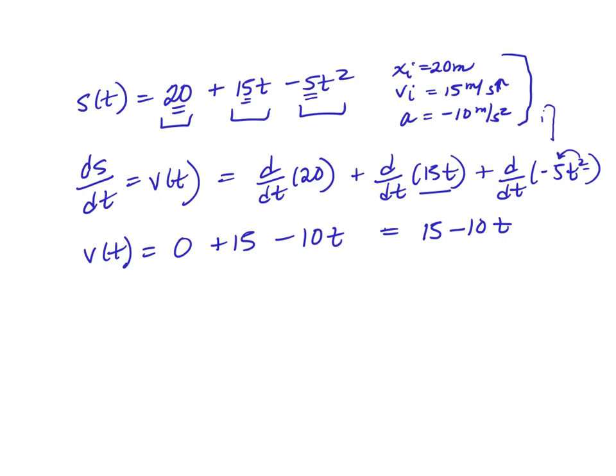Now you might remember the other equation from the big 2. Velocity as a function of time is equal to v initial plus at. It's just the definition of acceleration. And we saw our v initial was 15 meters per second, and our acceleration was negative 10 meters per second squared. And so you can see how the physics is popping out.